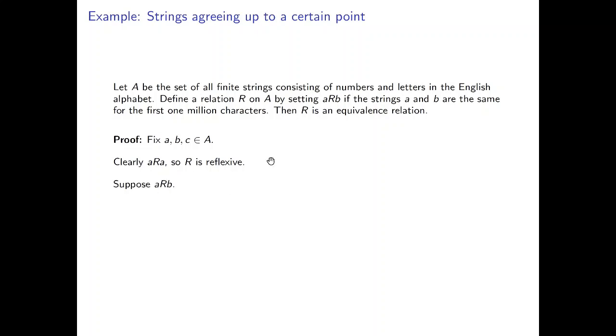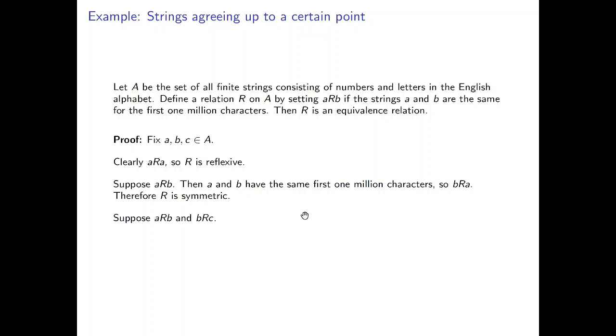Symmetry is also easy to prove in this case. So let's suppose A is related to B. By definition, that means that A and B agree up to the first 1 million characters. And well, in this sentence, I can just switch the role of B and A without changing the truth value of the statement. So B has to be related to A, right? So B and A have the same 1 million characters as well, and therefore R is symmetric.